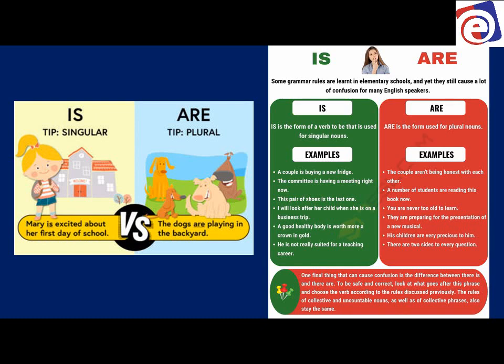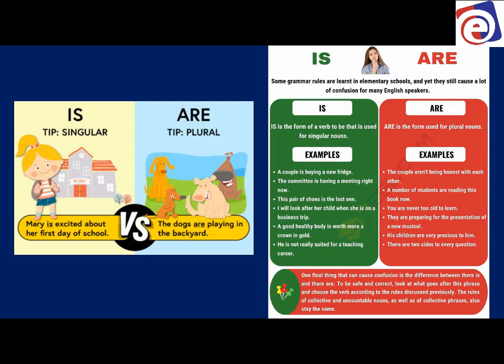Some grammar rules are learnt in elementary schools, and yet they still cause a lot of confusion for many English speakers. So even though we learn them when we're small, as an adult, we're still confused. Is is the form of verb that is used for singular nouns. Are is the form that is used for plural nouns. And so you can see, a couple is buying a new fridge. A couple means "laiku" in Khmer. Fridge is short form for refrigerator.